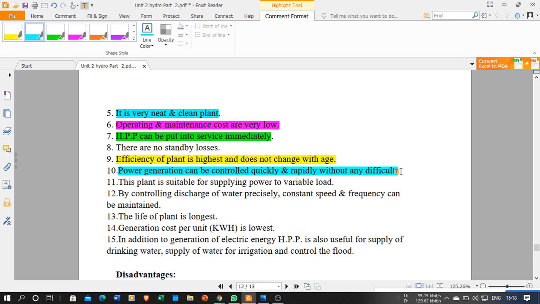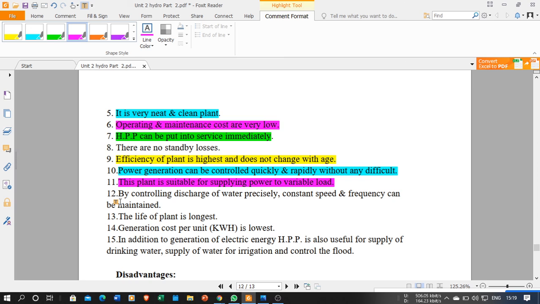This plant is suitable for supplying power to variable load. This power plant will supply power to variable load because your load is continuously varying. So if my load increases, I can quickly increase the amount of water flowing through the turbines, so that I will increase the generation. If my load decreases, I will just close the valve and control the amount of water flowing through, so my speed decreases and power generation decreases. So variable load can be easily handled with the help of a hydroelectric power plant.